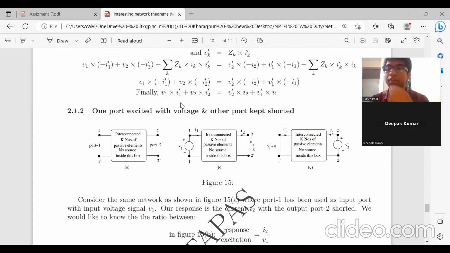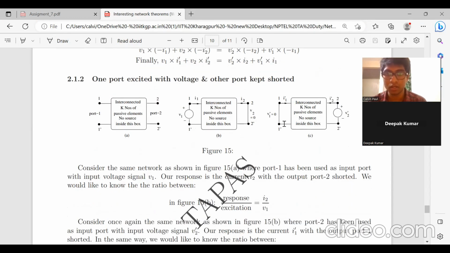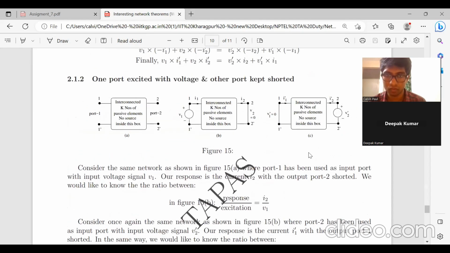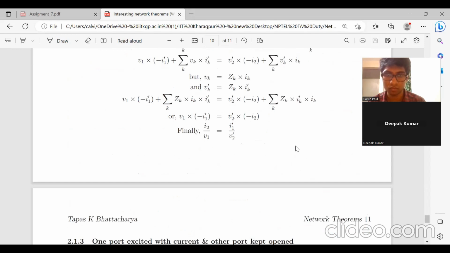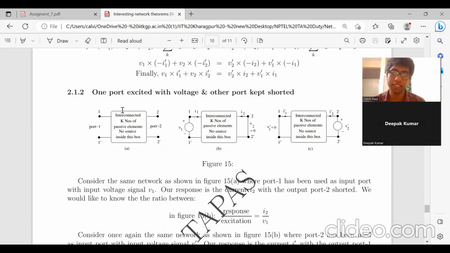So we finally get this equation: V1 into I1 dash plus V2 into I2 dash is equal to V2 dash into I2 plus V1 dash into I1. All right. Now we will consider this network. Same, we apply V1 over here and we short the other port. When we short the other port, what happens? Consider V1 is here, current I1 is here, I2 is here. We short it. So what will be the voltage V2?